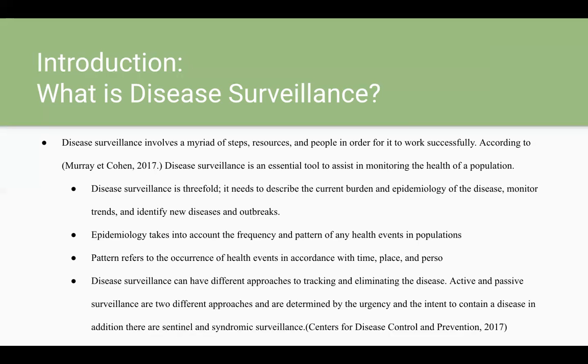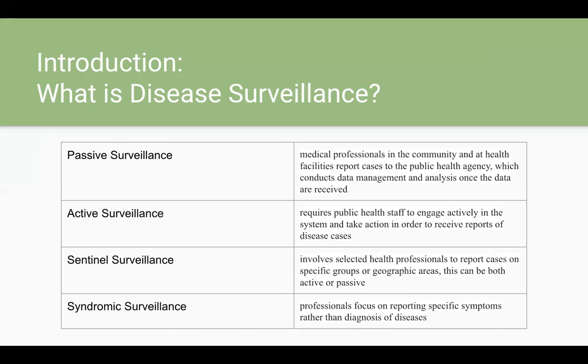And then disease surveillance can have different approaches to tracking and eliminating disease. There are a lot of different surveillances, more than I will be discussing in this presentation. But the ones that I wanted to talk about are active and passive surveillance, in addition to sentinel and syndromic surveillance. So I made a little chart here, clearly stating the similarities and differences between passive, active, sentinel, and syndromic surveillance.